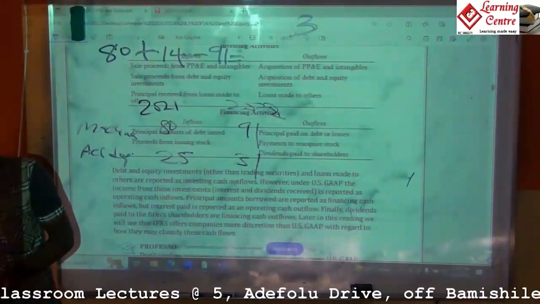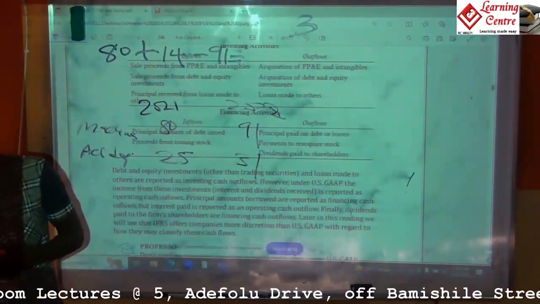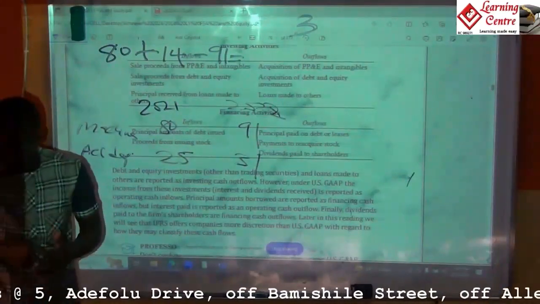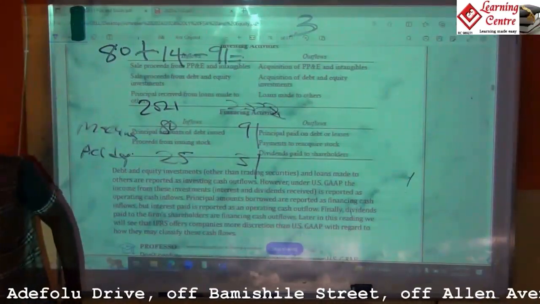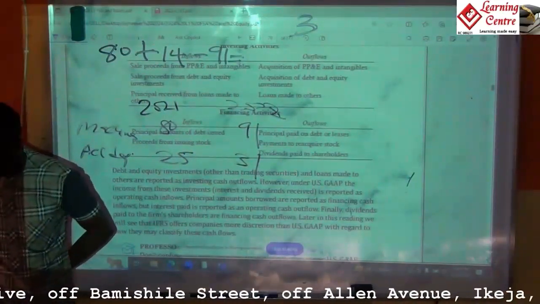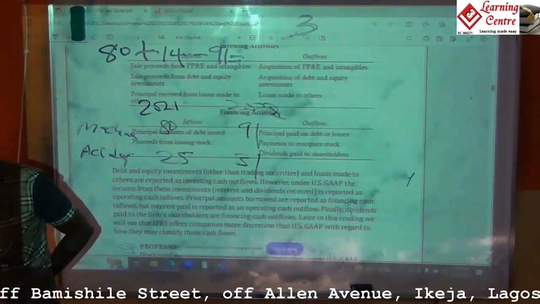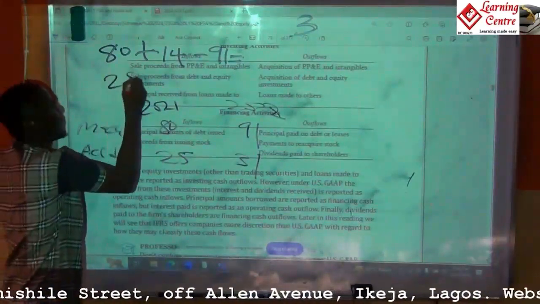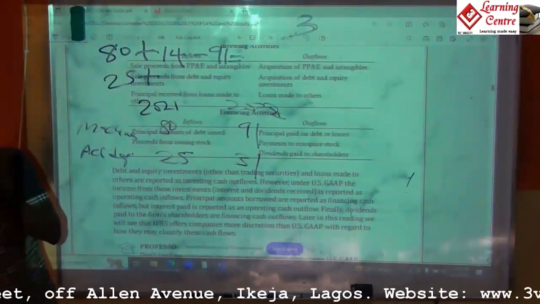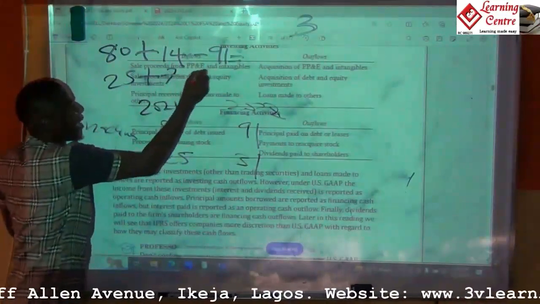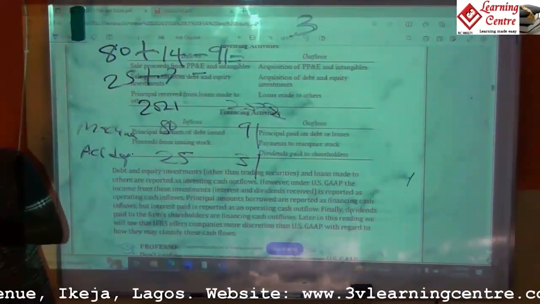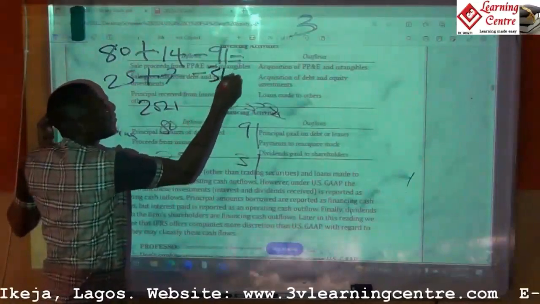Let's look at the one for the depreciation. It's still the same formula: beginning balance for depreciation plus depreciation expense minus ending balance for depreciation. So the beginning balance is 25, plus our depreciation expense, which is 7, minus our ending balance, which is 31.